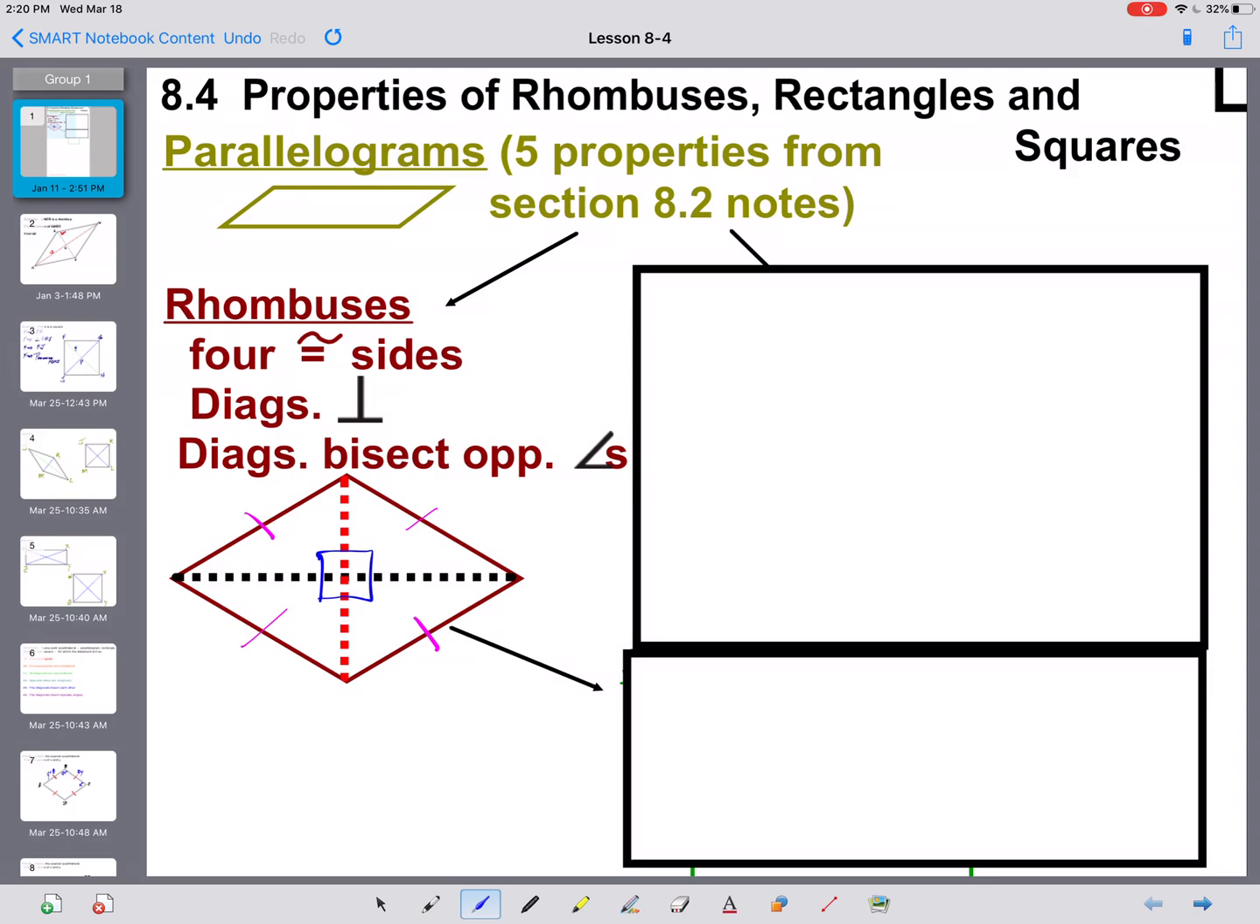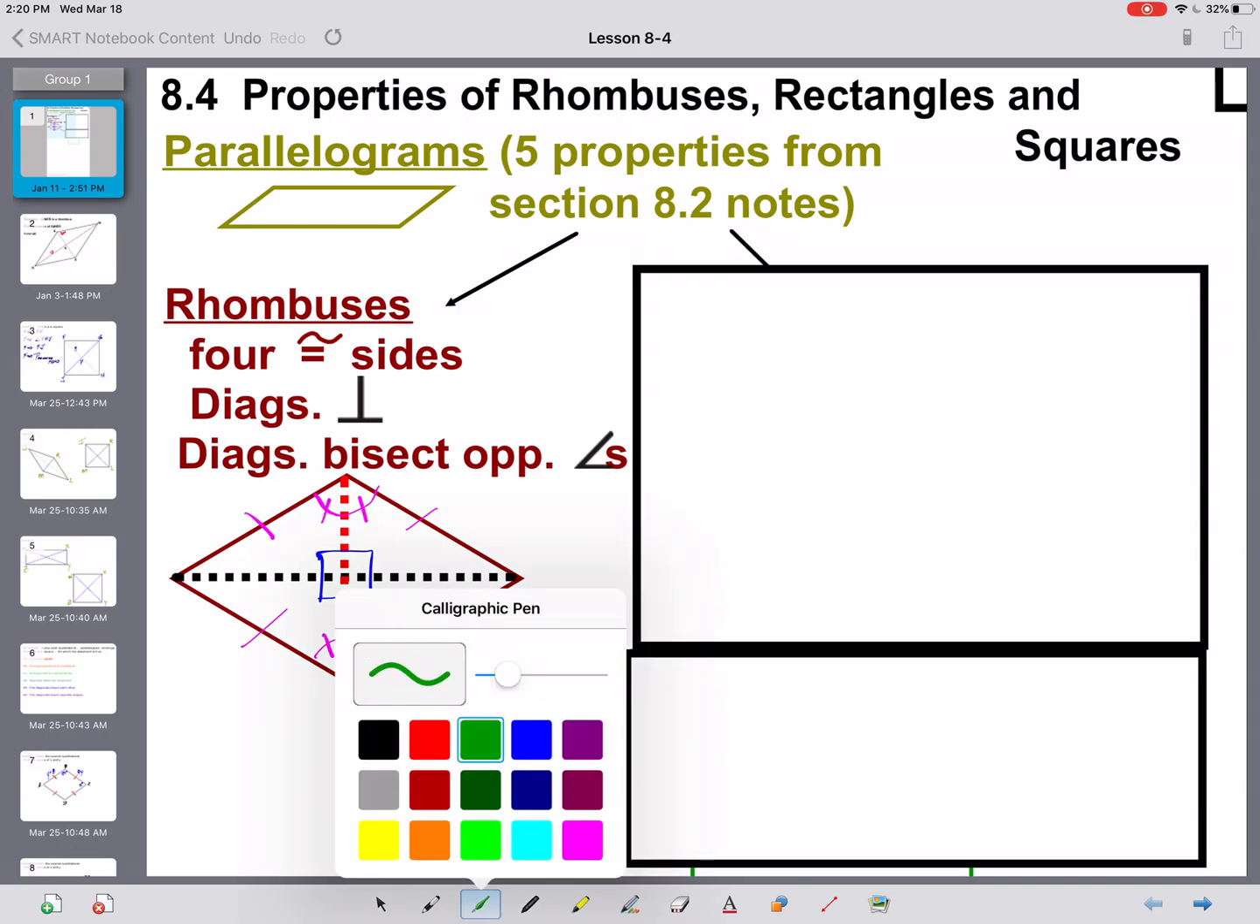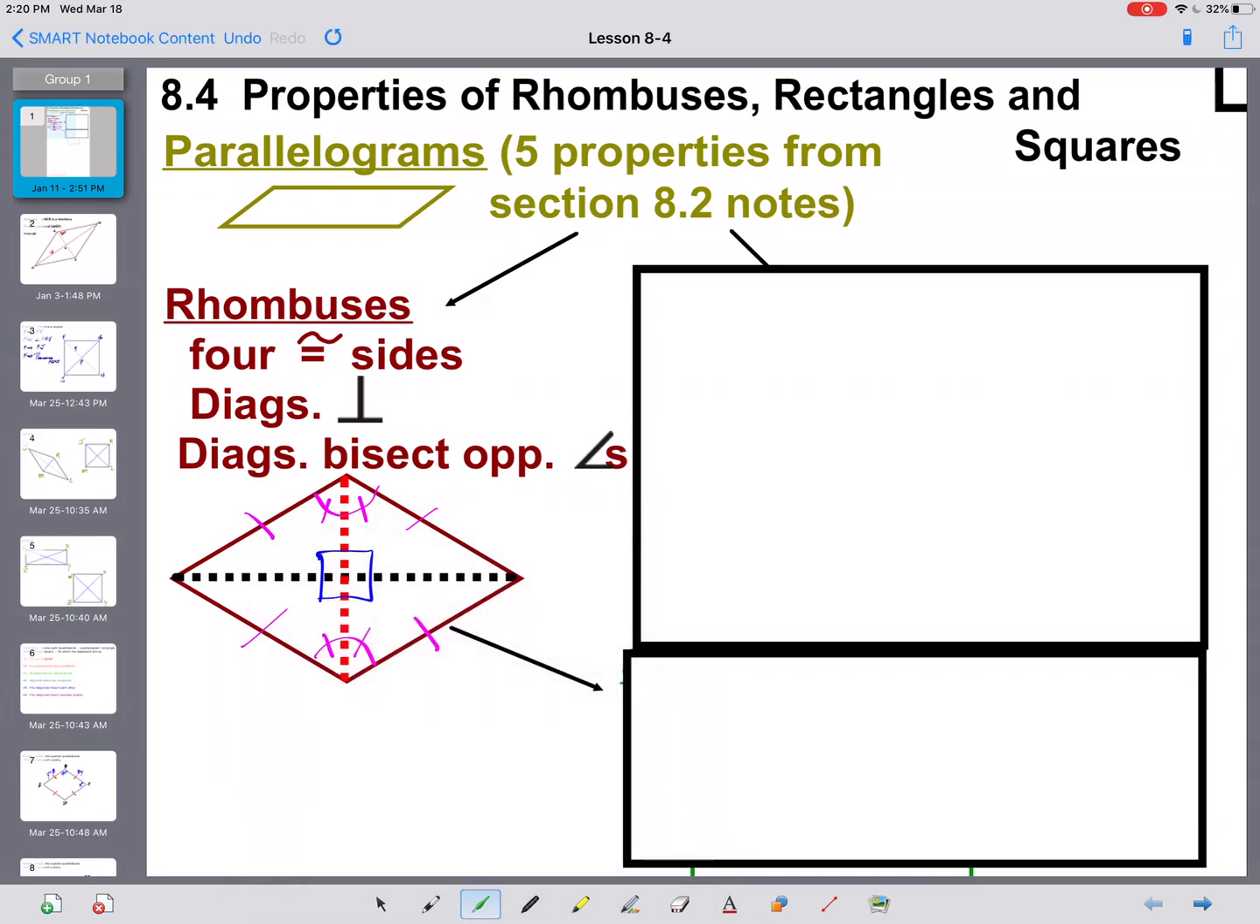Also, the third one says the diagonals bisect opposite angles. So look at the red diagonal. It's vertical. It cuts this angle in half. It cuts this angle in half. Now look at the black diagonal. It's the horizontal one. It'll cut this angle over on the right in half. It'll cut the angle on the left in half. So it's got all the properties of a parallelogram plus 3 additional ones. What I like to say is all rhombuses are parallelograms, but not all parallelograms are rhombuses.